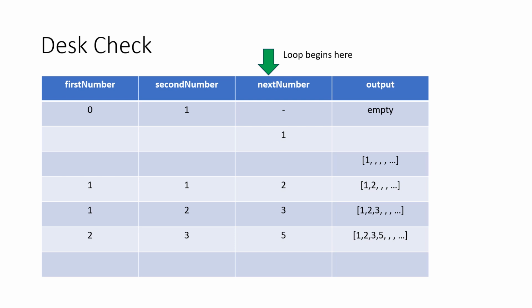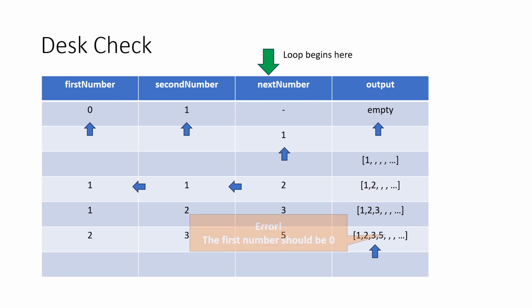So, the most important thing in any algorithm is to do a desk check. Starting with our first number and our second number and an empty array, we add our first and second number to get our next number. That becomes the entry into the array. We then shuffle the second number across to the first, the next number across to the second, and repeat. Eventually we'll end up with an array which looks something like this.